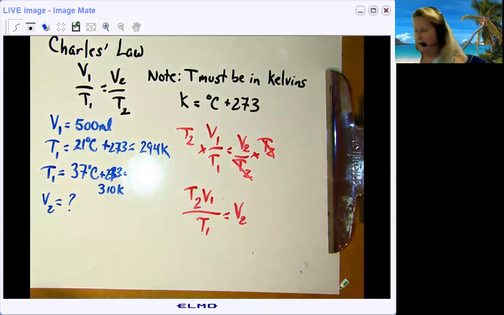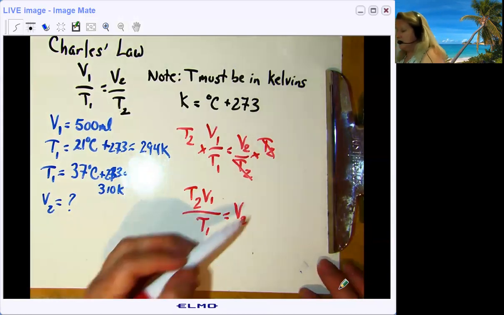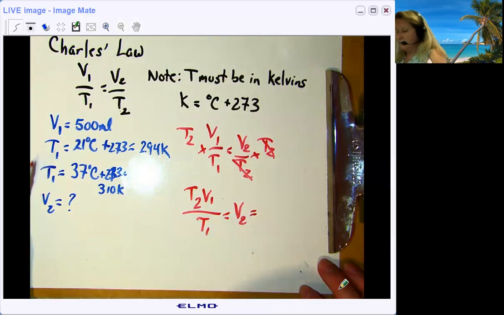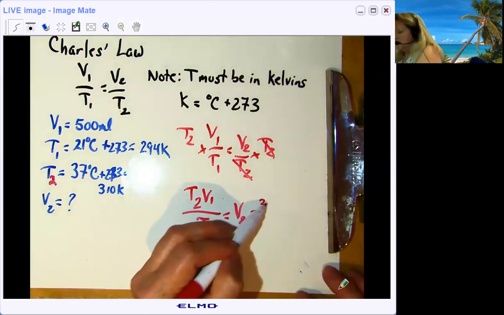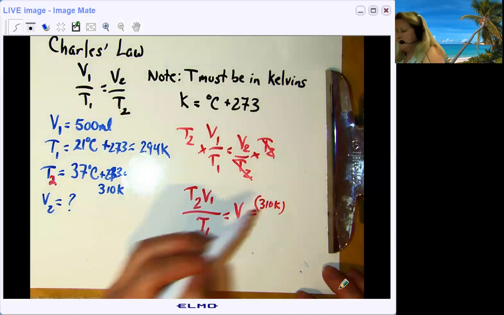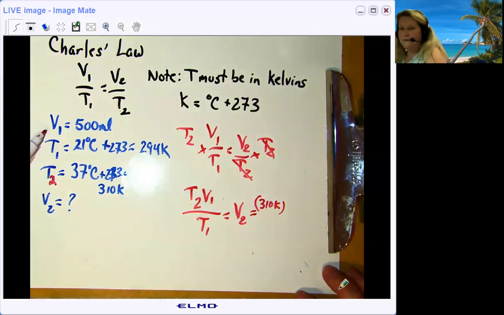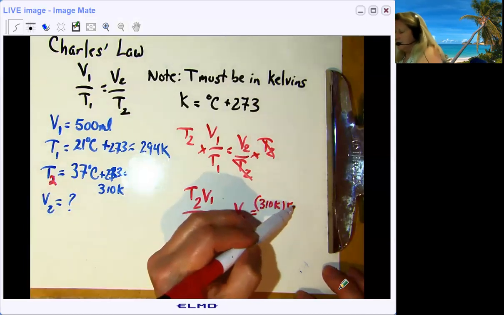All right. Now I'm going to plug my numbers in. T2, whoops, did I write T1 there? I meant T2, sorry about that. T2 is going to be 310 K. V1 is 500 milliliters.